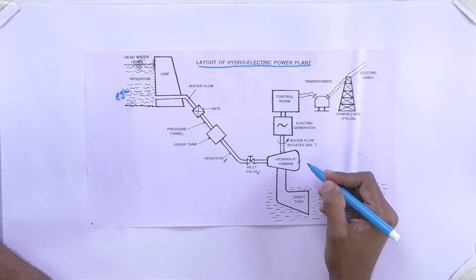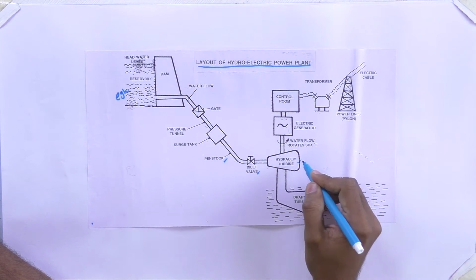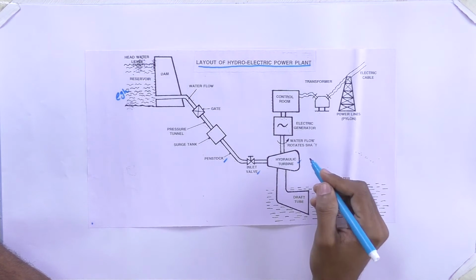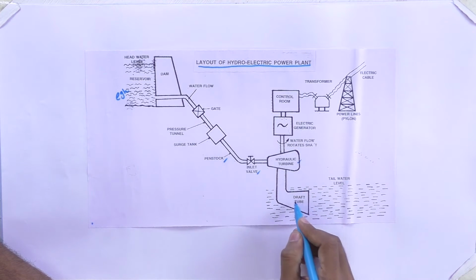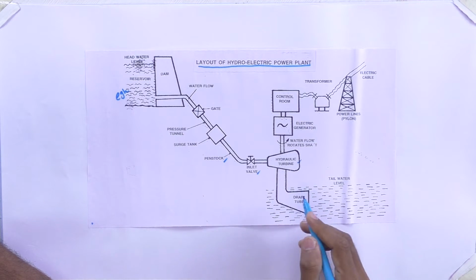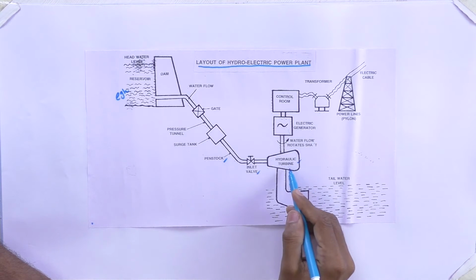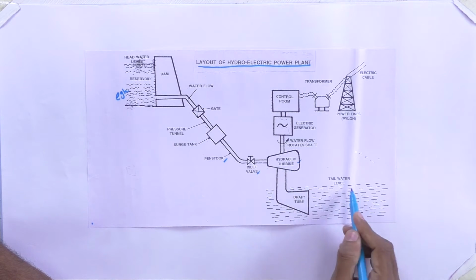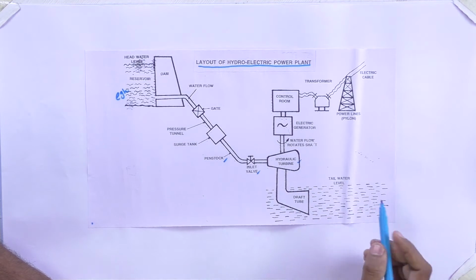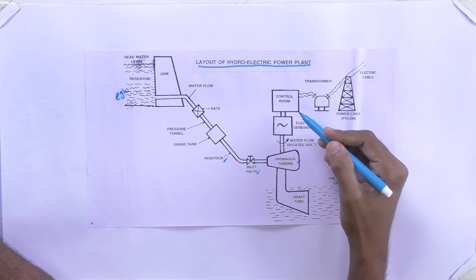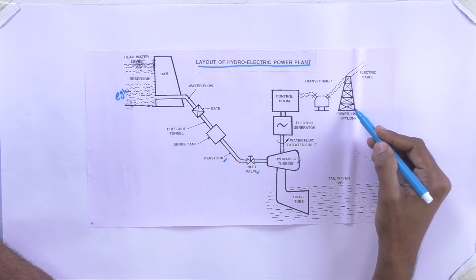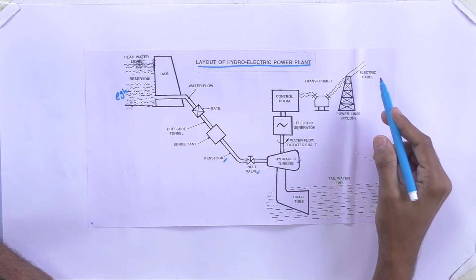Here you have a turbine which is used to produce mechanical energy. Here you have a draft tube which is used to send the water. After using the water in the turbine, we send it to the tailwater level, for irrigation purposes. Here you have an electric generator, control room, transformer and electric cable line, that is, a power line.